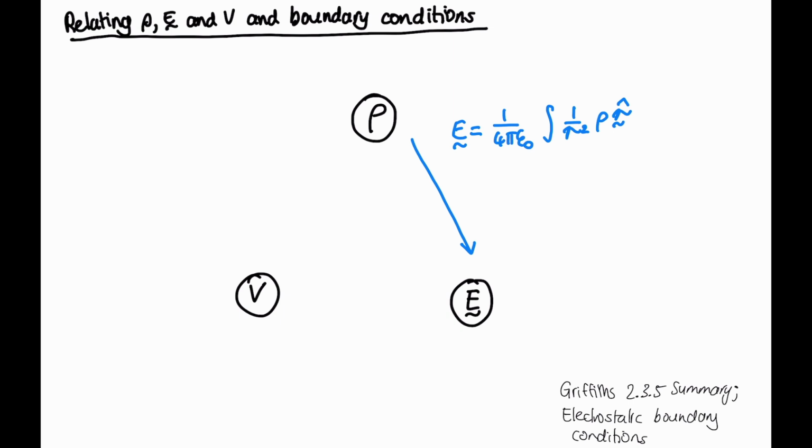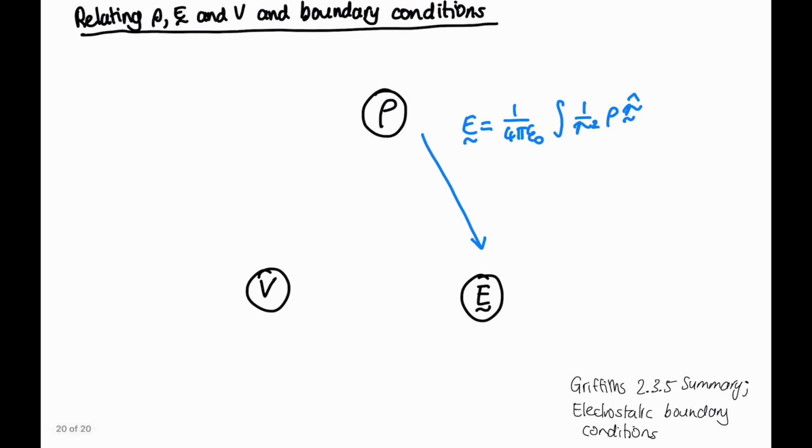So this is our unit vector in that direction, and then times dV, or Griffiths uses d tau for this, but this is the volume increment. So it is quite involved because we have got this vector here if we want to calculate the electric field given the charge density, but you've seen a few examples of how that can be done.